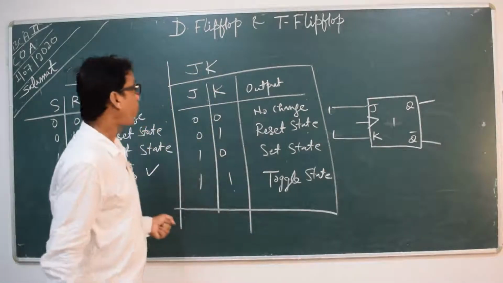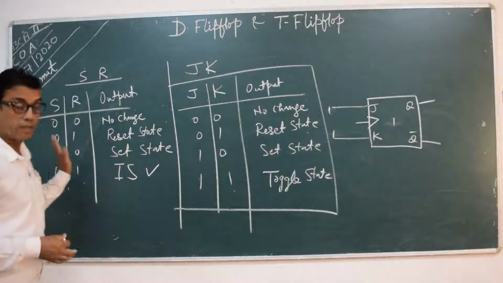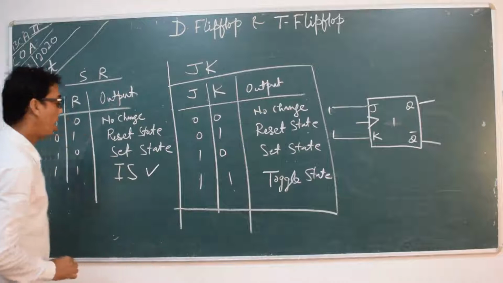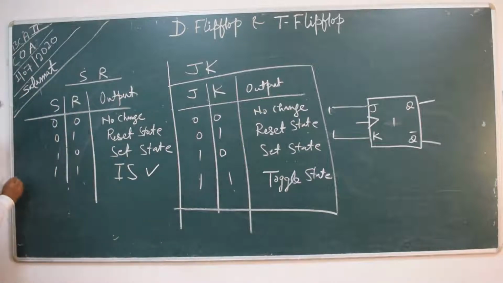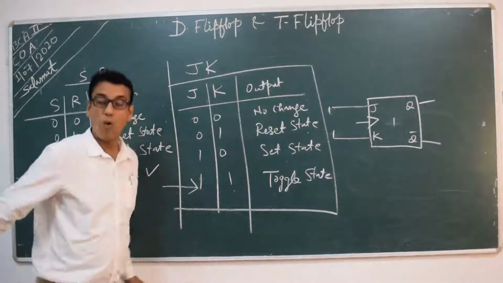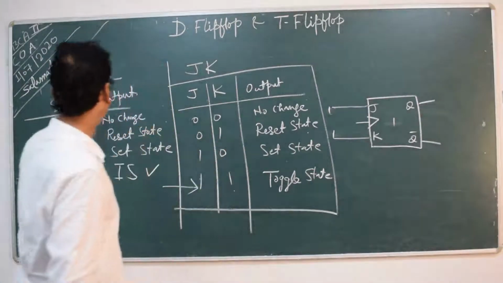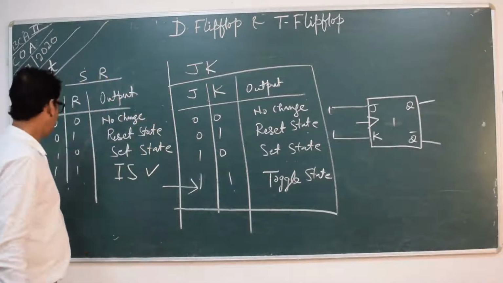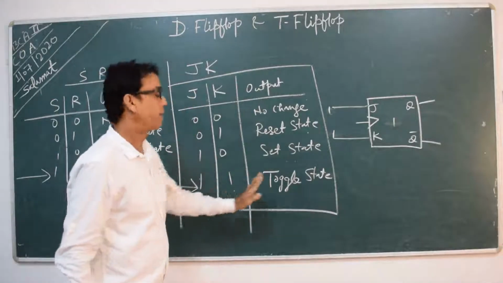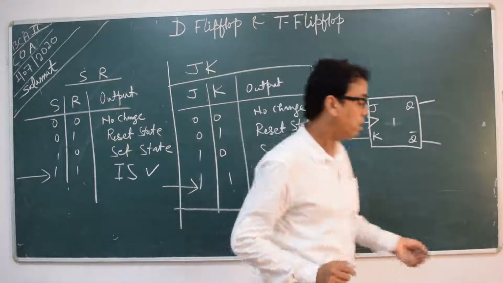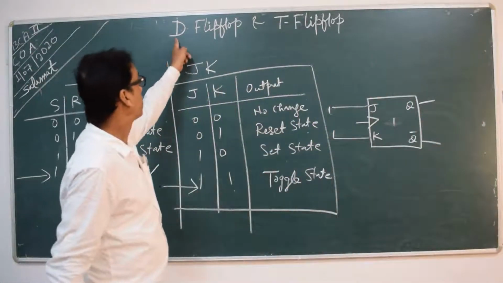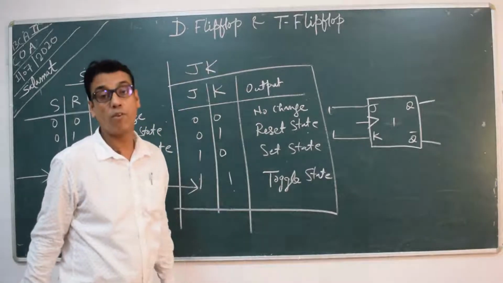Now, in conclusion of the comparison of SR and JK, we find that there is only one difference, in the case of putting 1, 1 in the flip-flop. In the case of SR flip-flop, it is an invalid state. In the case of JK flip-flop, it is a toggle state. Now, what is the role of D flip-flop and T flip-flop then?